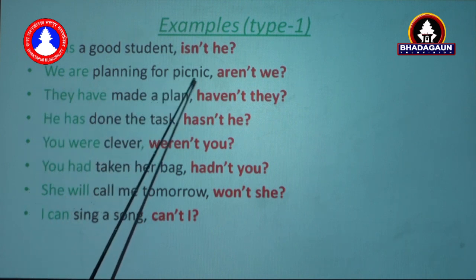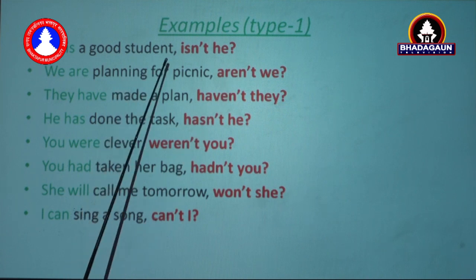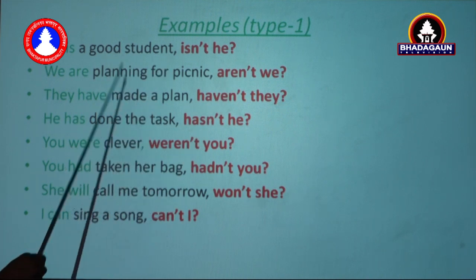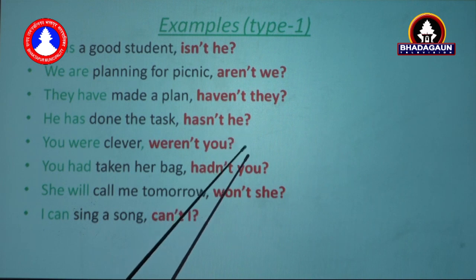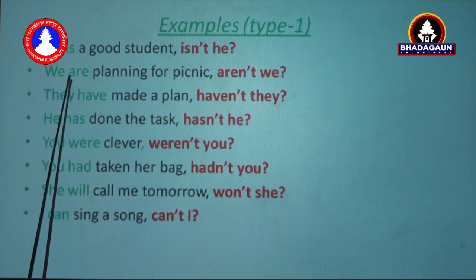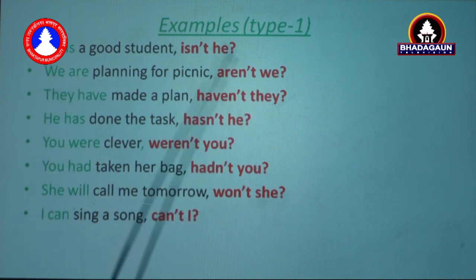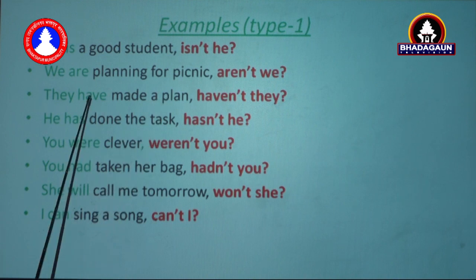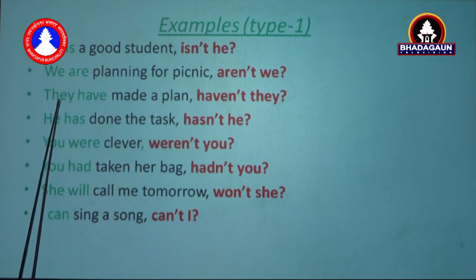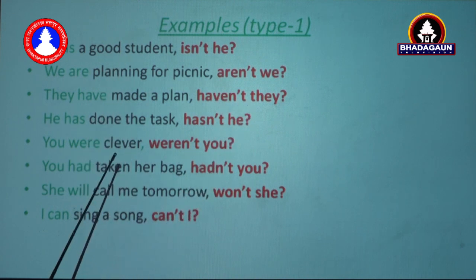We are planning for a picnic. Are is the auxiliary verb, so 'aren't'. Statement positive. All of these statements are positive, so we are going to make the tag negative. We are planning for a picnic: are is the auxiliary verb, we is the pronoun, so 'aren't we'. They have made a plan. Have is the auxiliary verb, they is the pronoun, that's why 'haven't they'. Statement positive, tag negative.